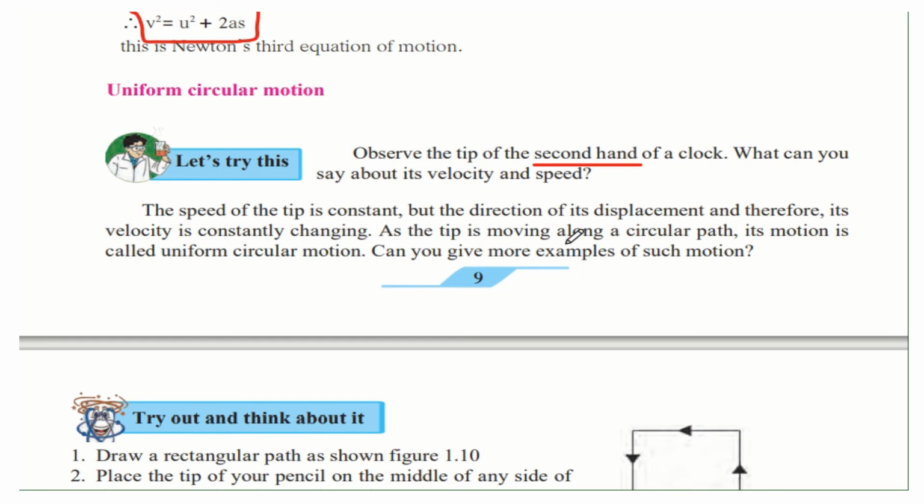As the tip is moving along a circular path, its motion is called uniform circular motion. It's called uniform circular motion because every second it travels equal amounts of distance, and since this motion is circular, that's why it's called uniform circular motion.